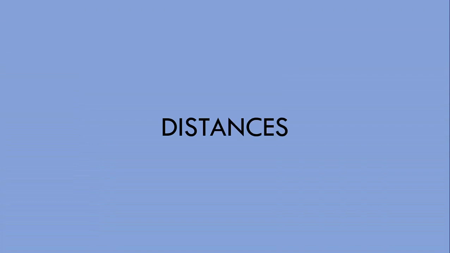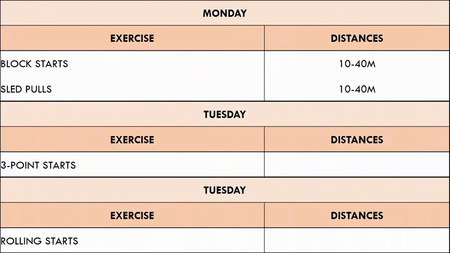Next, we need to establish rough distances that each session will use. For our acceleration focus sessions, we will use distances of around 10 to 40 meters to emphasize the start of the sprint. For the max velocity day, we will use distances of between 30 and 80 meters to ensure that the athlete reaches top speed. And for the speed endurance day, we will use distances of between 100 and 400 meters. The speed endurance day will use longer distances only if required for the athlete's event. Otherwise, distances greater than around 200 meters are probably not necessary.